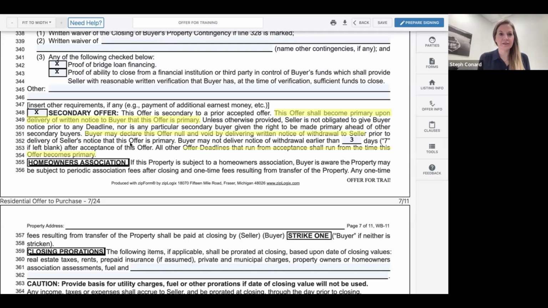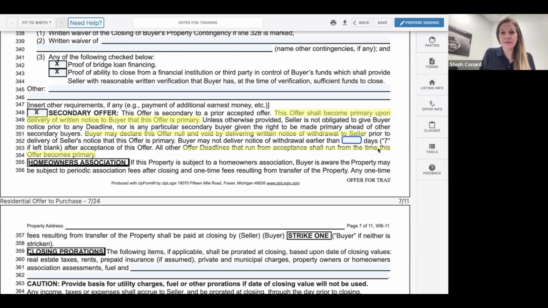That's gonna lead me into these next lines wonderfully. So, where am I? I'm at the highlighted line right now, line 351. Buyer may declare this offer null and void by delivering written notice of withdrawal to the seller prior to the delivery of the seller's notice that this offer is primary. Buyer may not deliver notice of withdrawal earlier than, and you get to identify.